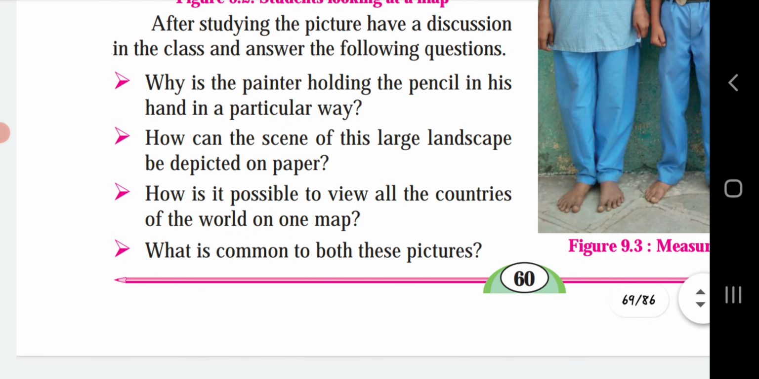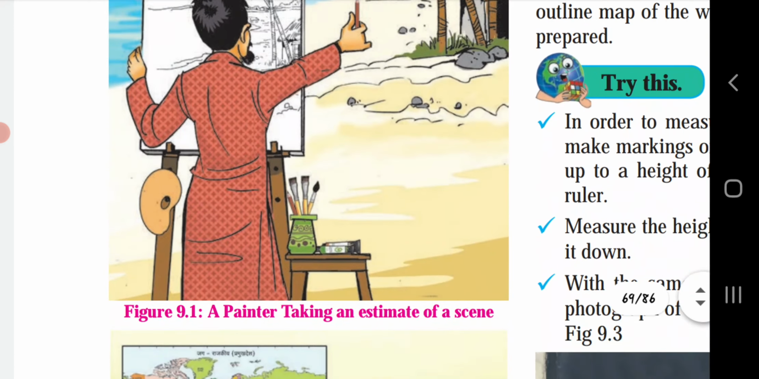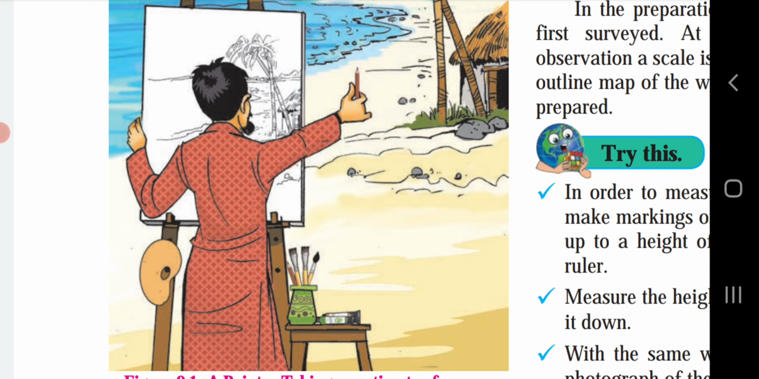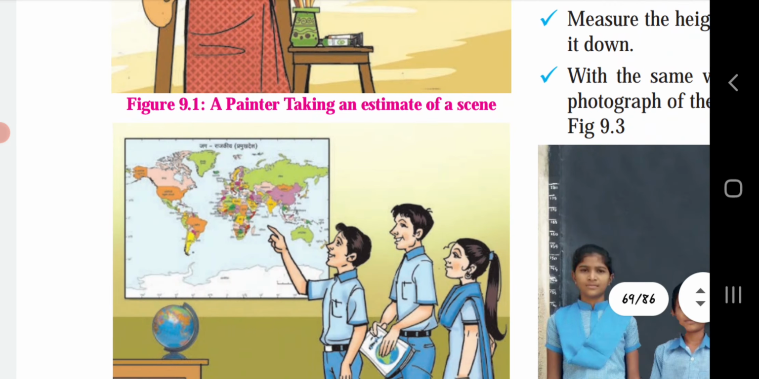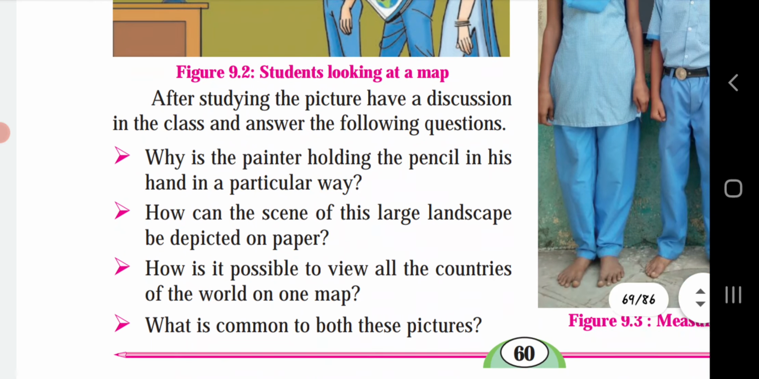How is it possible to show all the countries of the world on one map? Like this only, as he is taking the estimate, in order to prepare maps, a place is first surveyed and a scale is decided depending upon the size of the area to be represented on the map. If the map of a city is to be prepared, a large scale is selected, while if a country or the entire world is to be depicted in the map, a smaller scale is selected. Thus, with the help of the scale, all the countries of the world can be shown in one map.